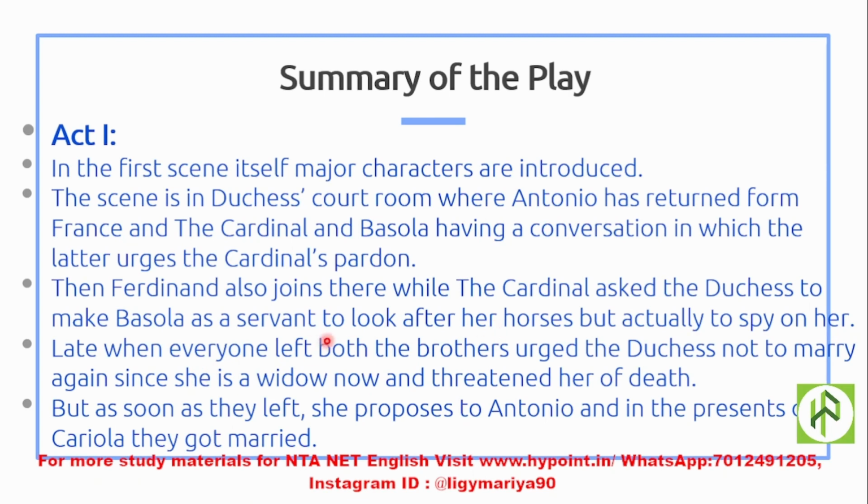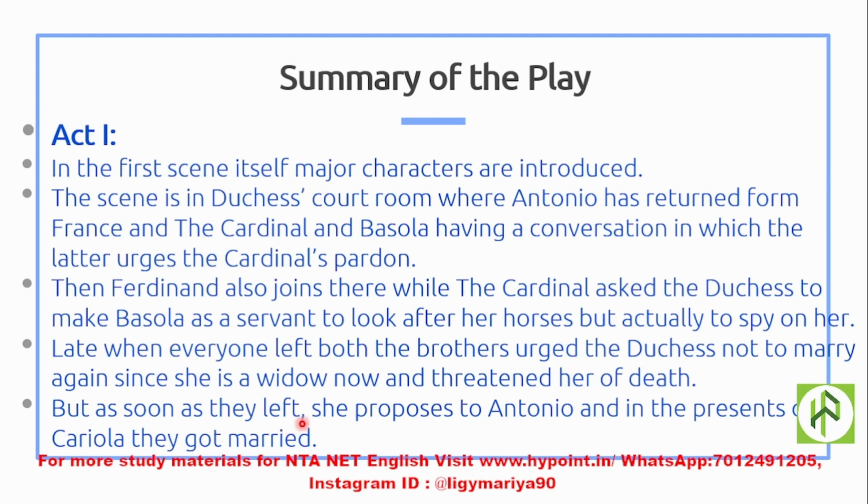Later, when everyone left, both of the brothers urged the Duchess not to marry again, since she is a widow, and threatened her with death. So this is what I already told you. Both the brothers asked the Duchess not to get married again, because ultimately they don't want to share the wealth with anyone else. She is a widow and she has a son already. They are her brothers, but they threatened her with death.